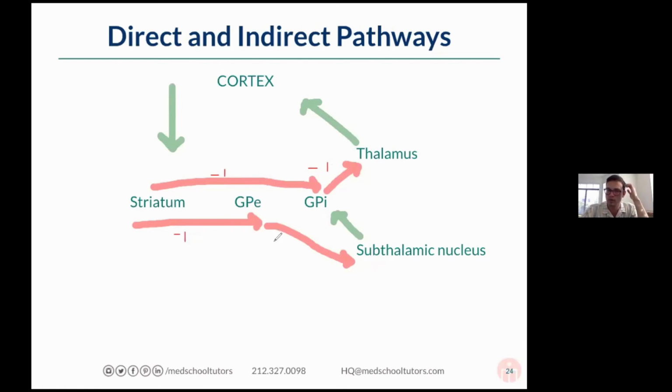Down here, +1 times -1 times -1 times +1 times -1. That's 3 total -1s, so that's going to be a negative number. So this is going to be inhibitory to movement. So sometimes people like that trick.